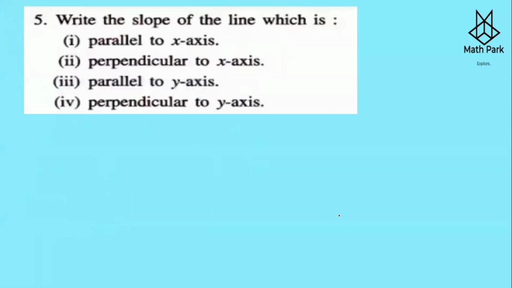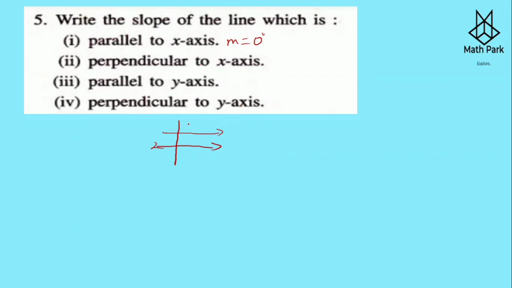Easy. Now let us understand the slope of a line which is parallel to the x-axis. I have just explained the concept. When the line is parallel to the x-axis, the slope of a line parallel to the x-axis will always be 0, because the inclination is 0. That is how you get tan theta equal to 0. So the slope is going to be 0.